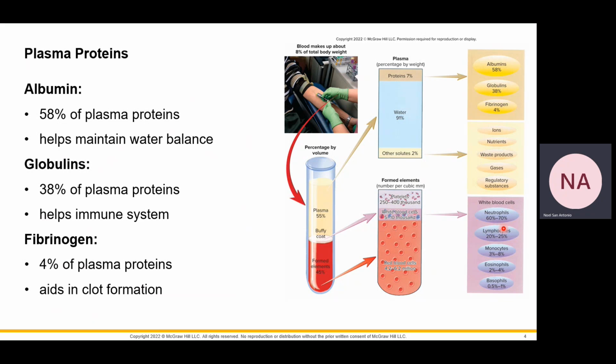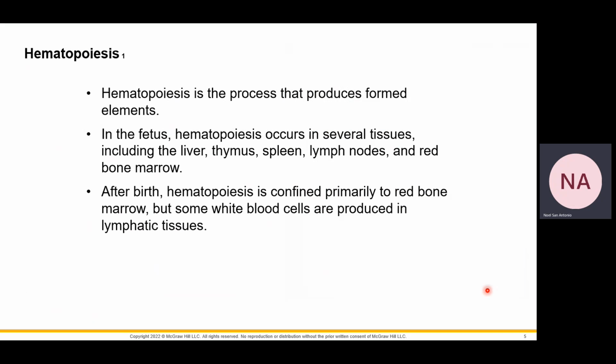Followed by your lymphocytes, followed by monocytes, followed by eosinophils, and lastly your basophils. Again, the most numerous of your white blood cells or your leukocytes are the neutrophils. Let's continue.